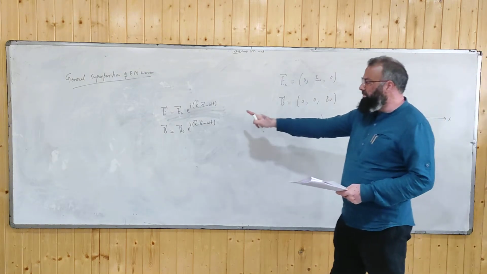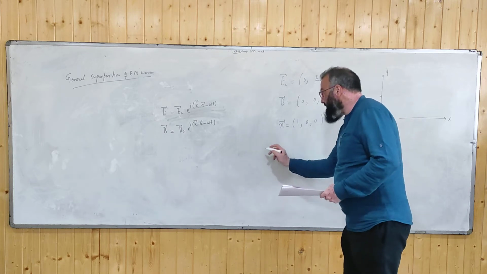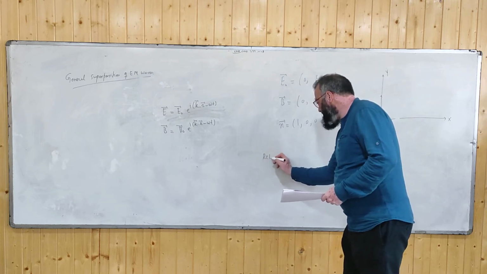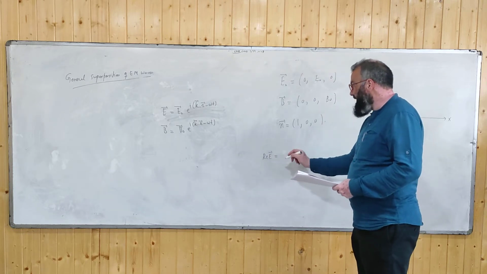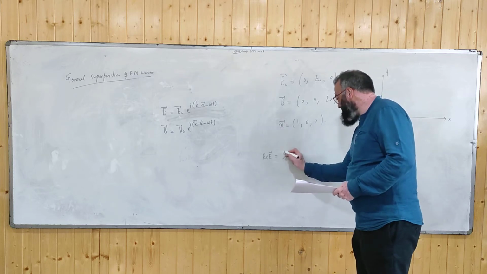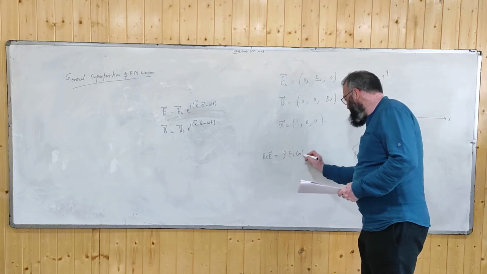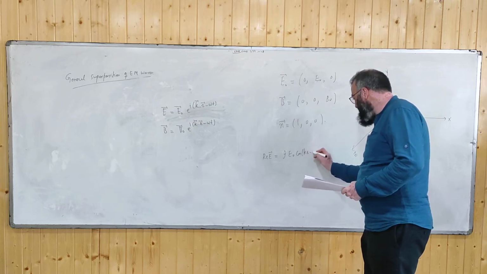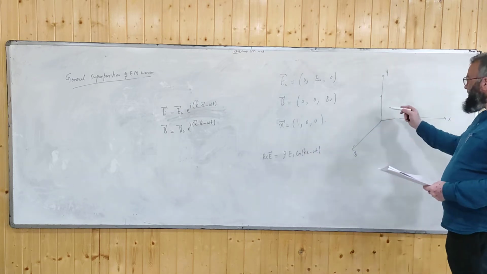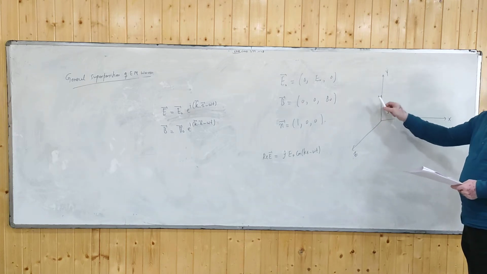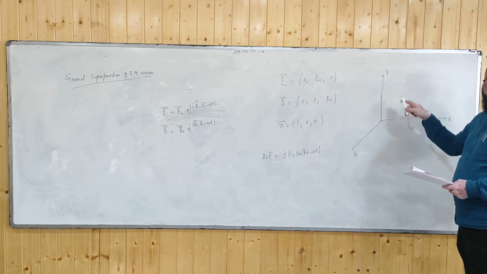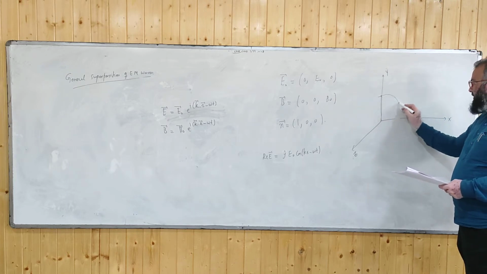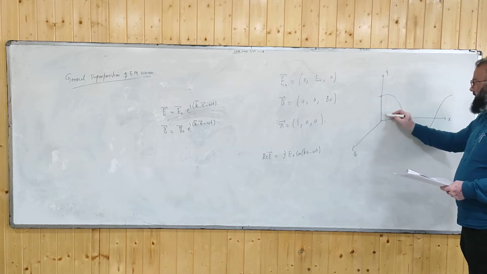Let's take the real part of this. The real part of E will be simply E0, which is along the y direction, E0 cosine of (kx minus omega t), since it is propagating along the x direction. So this electric field vector will oscillate in time. It will propagate, but it will be fixed only in one direction, going like this. Clear?